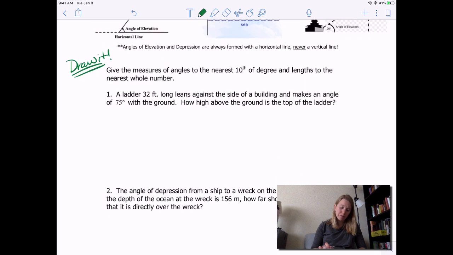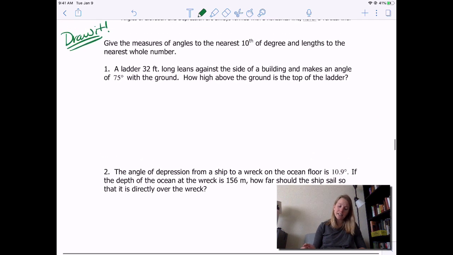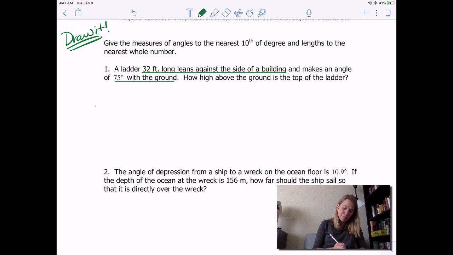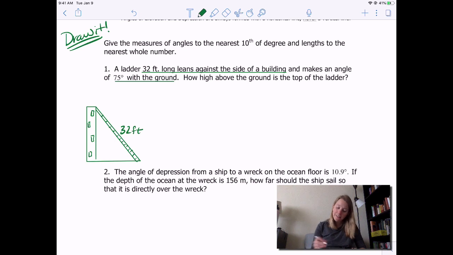Number one says, a ladder 32 feet long leans against the side of the building, and makes an angle of 75 degrees with the ground. So here are my pieces of information. I've got a building. There's my building wall. And then I've got this ladder. So that's my setup. The ladder is 32 feet long. You have to think about what side of my triangle this really is. I can even draw the floor here. My ladder is the thing that's 32 feet. And then it makes an angle of 75 degrees with the ground.